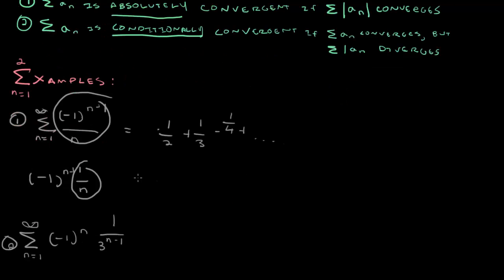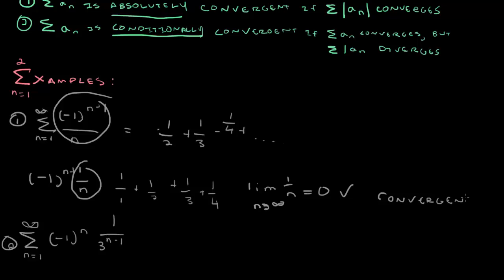Sorry for the scrolling issues. So it goes 1 over 1, plus 1 over 2, plus 1 over 3, plus 1 over 4. It's clearly positive, clearly decreasing, and the limit of 1 over n as n approaches infinity is in fact 0, so that checks out. This is convergent because all the rules check out, so this is a convergent alternating series.